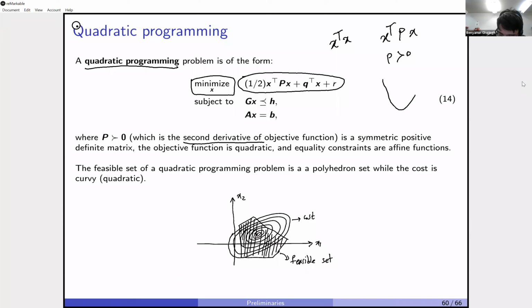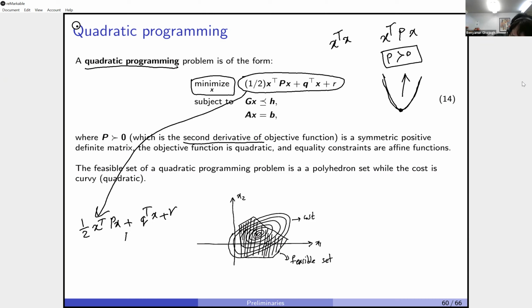This is a quadratic form, right? We want it to be facing up, so we can find its minimum. Therefore, its second derivative should be greater than 0. Why is P the second derivative? Let me prove it to you here. So consider this objective function.